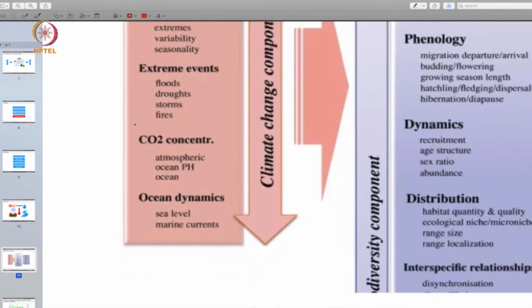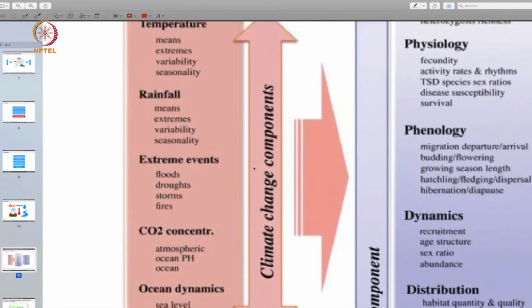Or changes in carbon dioxide concentration in the atmosphere, in the oceans. Now, in the oceans, when carbon dioxide gets dissolved, it also results in changes in the pH. The water becomes more acidic. Or changes in the ocean dynamics because of changes in the sea level. Why do we have a change in the sea level? Because more and more amount of ice is getting melted, and this ice is adding to the water in the seas. And when the water is being heated up because of global warming, it expands, and so we are seeing changes in the sea level. We are seeing changes in the marine currents.